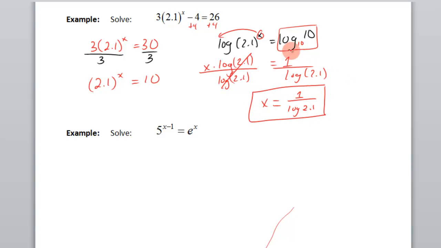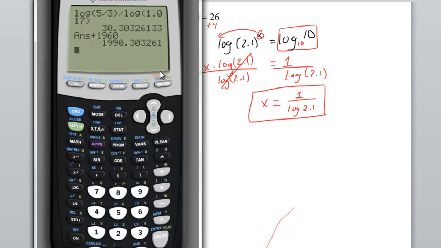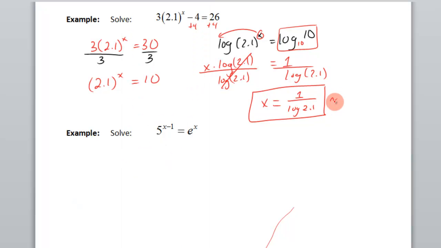That's the exact answer. Now to get the approximate answer, it says 3 times 2.1 to some power minus 4 will equal 26. Well, what power do you raise 2.1 to? Well, right here. Calculator. 1 divided by log of 2.1. That number is 3.103. So 3.103. That's the approximate answer.